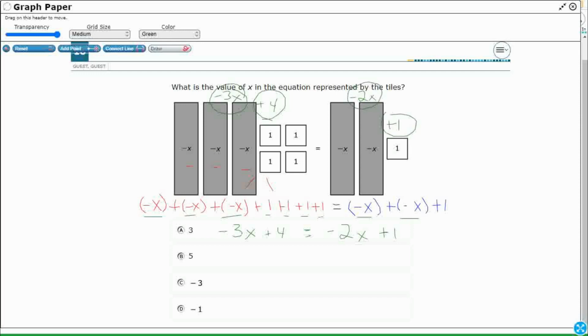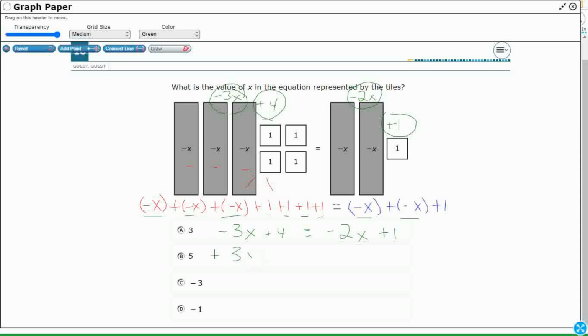Okay, so now we've got our terms. Now I need to solve for x. So I need to use my properties of operations. I need to get my x's on the same side and my constants on the same side. I always want my x to be positive, so I'm going to save myself the trouble and add 3x to both sides.